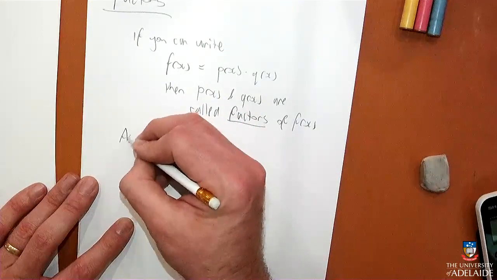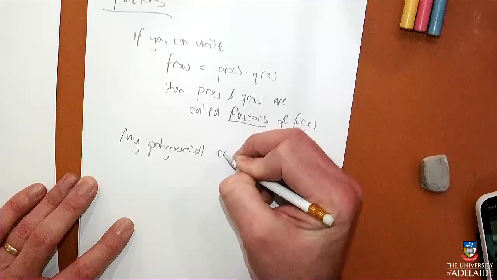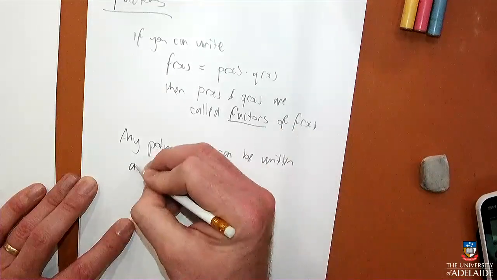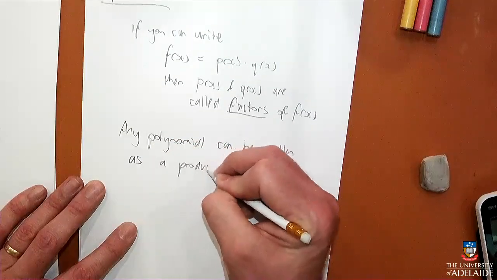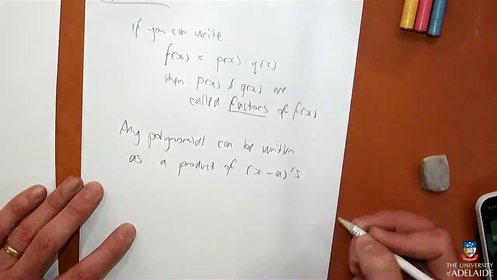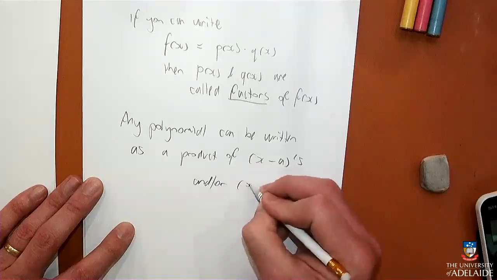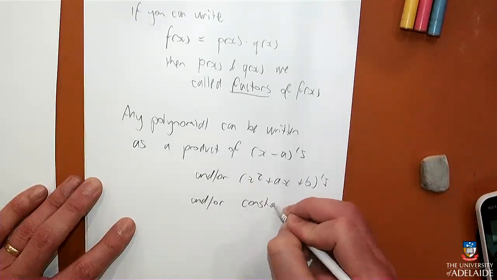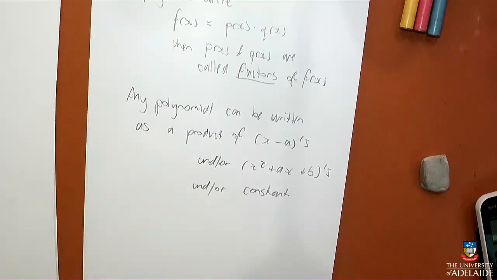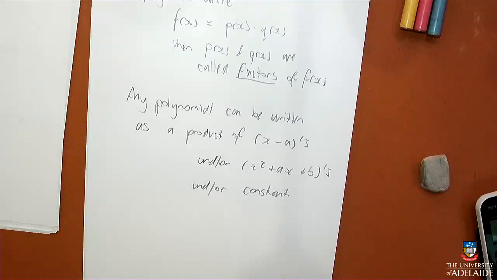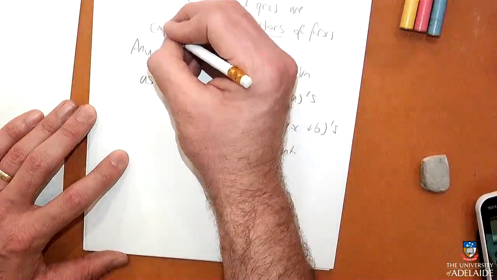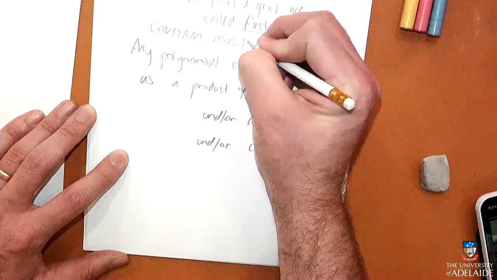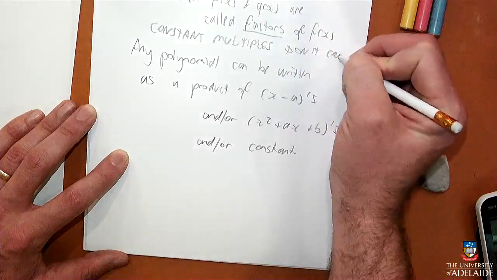Okay? So any polynomial can be written as a product of things like this: x minus a's, and/or x squared plus ax plus b's, and/or a constant. That means that any polynomial has those factors. The problem is that with the constant, I can do times a quarter and fiddle with it. And so we don't normally count constants as factors. Constants don't count.